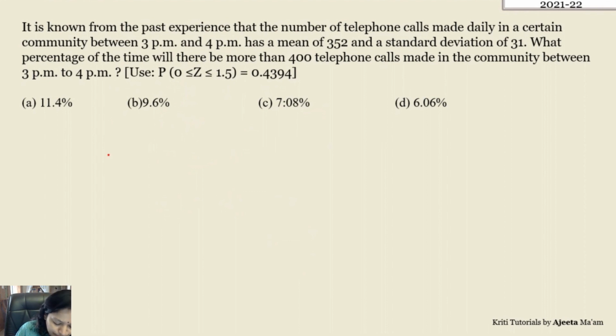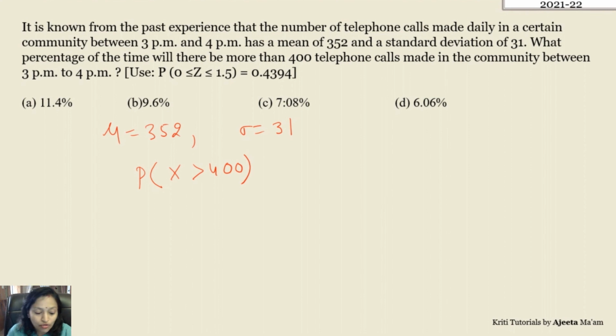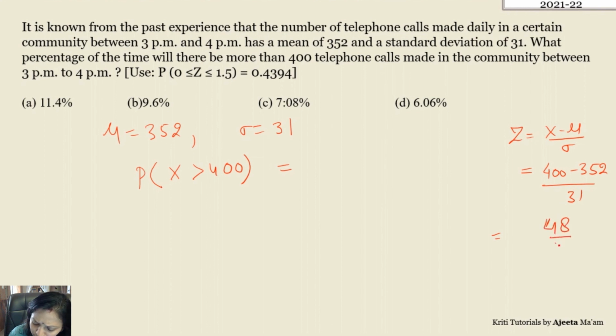So what do we get? Mu is given as 352. Standard deviation is given as 31. And X is greater than 400 calls between 3 and 4 p.m. So for 400 calls, what can we do? First we will find Z. As I told you before, the formula is this. So 400 minus 352 upon 31, which gives 48 divided by 31, which is 1.55.